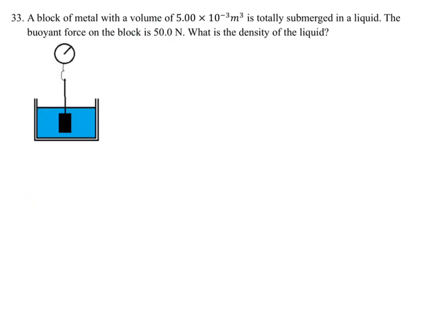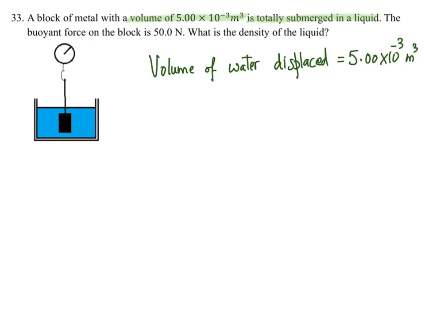A block of metal with a volume 5 times 10 to the power negative 3 meter cube is totally submerged in a liquid, so completely inside the liquid. The buoyant force is given as 50 Newton. So if it is totally submerged in the liquid, the volume of water which it will displace will also be the same volume as that of the block of metal. So you can see that I have written volume of water displaced is equal to 5 times 10 to the power negative 3 meter cube, because it is totally submerged in the liquid, completely inside the liquid.